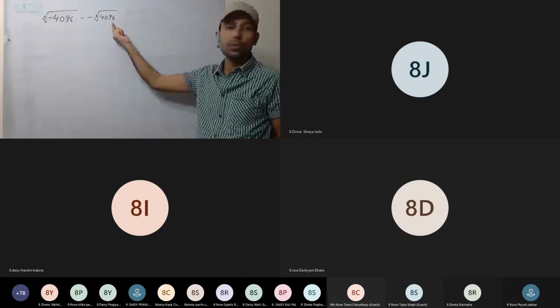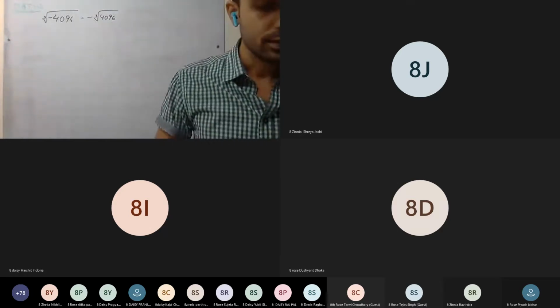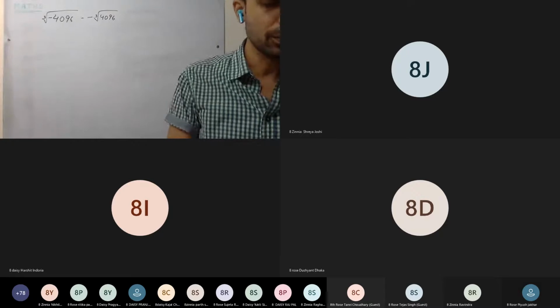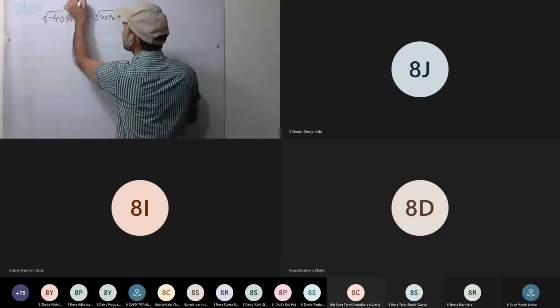Sir, chapter name? Chapter name, it's cubes and cube roots, and page number 61.